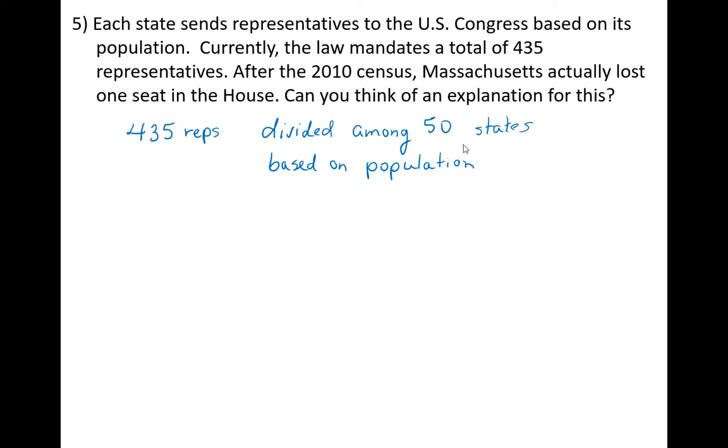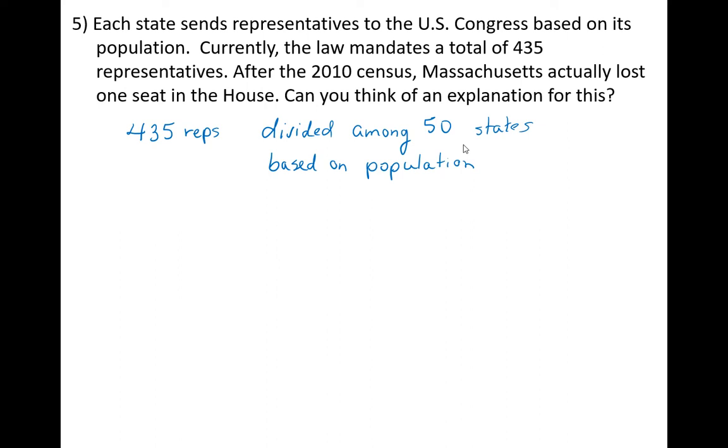Some states are going to grow very rapidly. Other states are going to grow more slowly. And it's even possible that a few states got smaller, although most of the time that's not the case. Most states are growing. So if you lose a person, you probably did not grow as fast as the other states. So your fair share of the congressmen just went down by one.